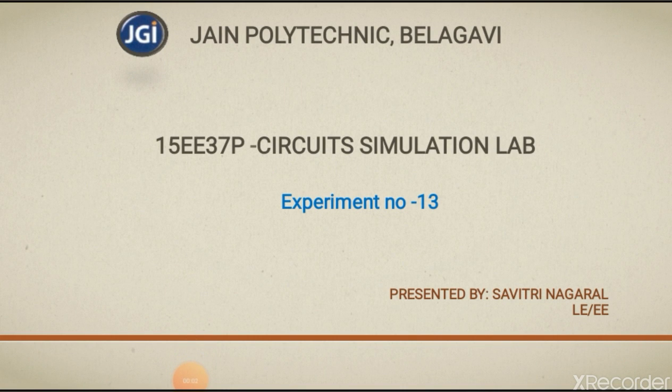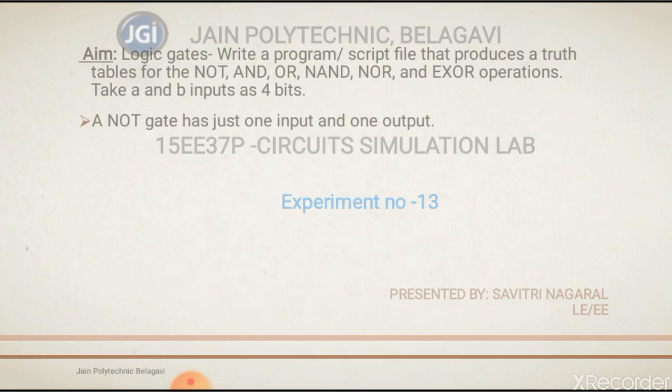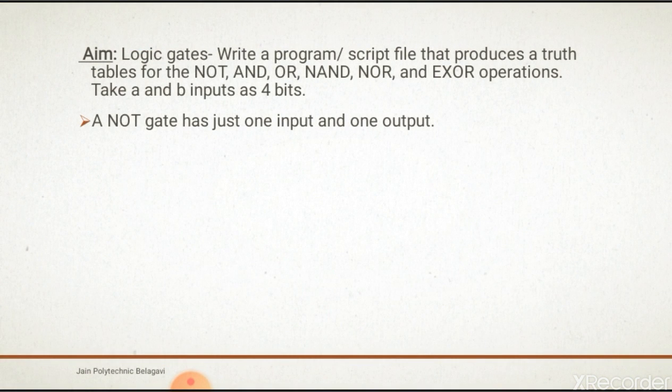Hello student, today's session we are going to study experiment number 13, that is aim: logic gates. Write a program and script a file that produces truth tables for NOT, AND, OR, NAND, NOR and XOR operations. Take A and B input as 4 bits.